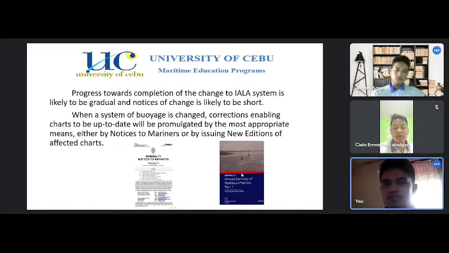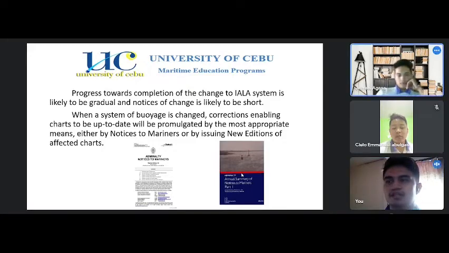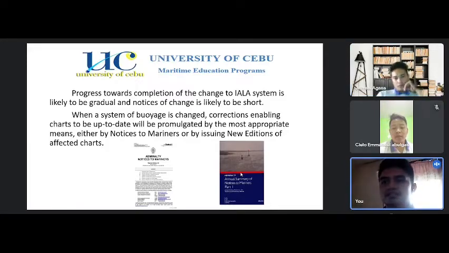This is an example of the notice to mariners, and the other one is also a notice to mariners, but the difference is this: the left side is a weekly notice to mariners, and the right side is the annual summary of notices to mariners. Next, please.